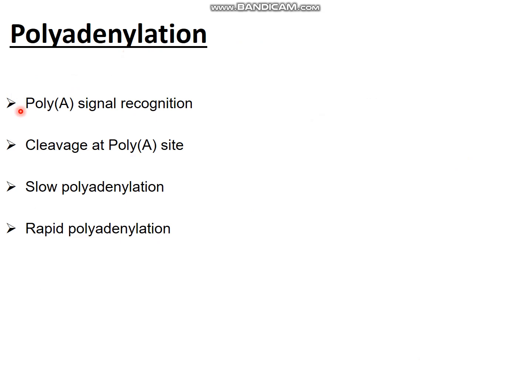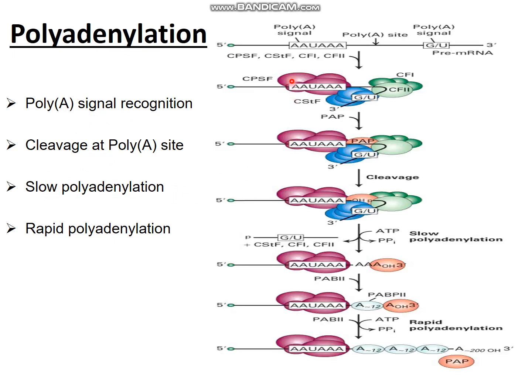It includes firstly the recognition of the poly-A signal, then a cleavage occurs at the poly-A site, and then a slow polyadenylation is followed by a rapid polyadenylation. This figure shows a complete polyadenylation mechanism. So this is your pre-mRNA molecule with your 5' end which is capped, and there are two poly-A signals. One is your AU-rich signal and the other is your GU-rich signal.